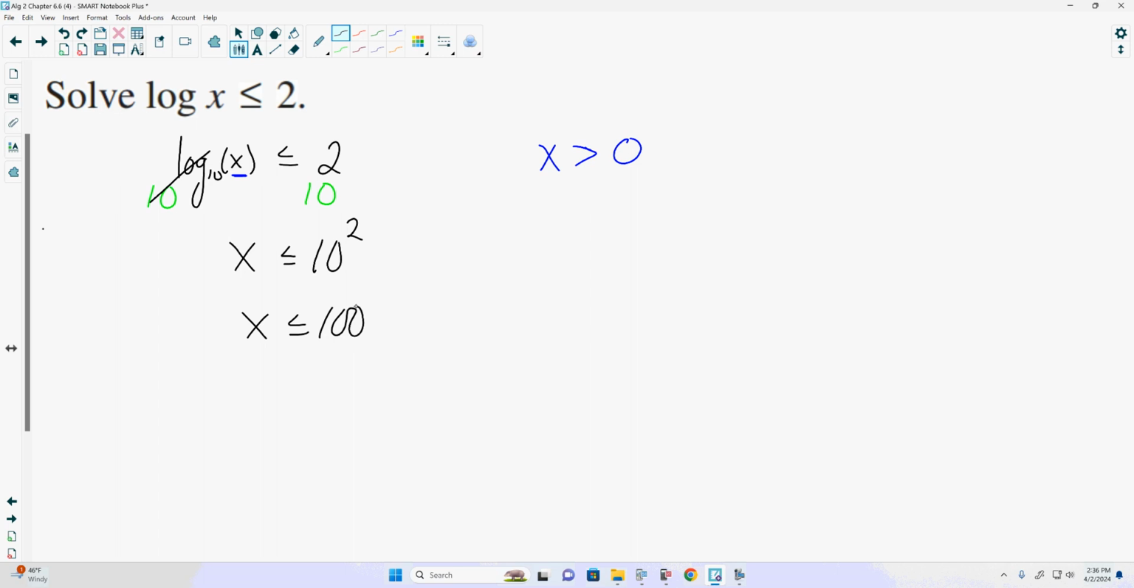Questions on this here? So this part of our statement here is saying that our solution set is all the values of x that are less than or equal to 100, yes? So any of those values would work, yes? How about negative 2? Because that would tell us that we have what? Log of negative 2 is less than or equal to 2, yes? Can we have that? Well, no, because we can't have a negative number inside the log, yes?